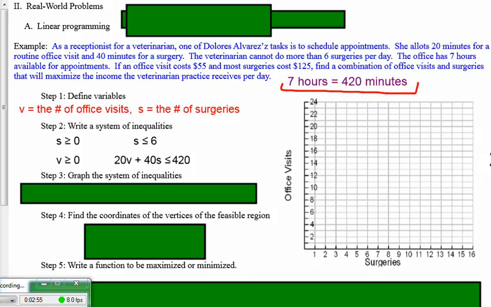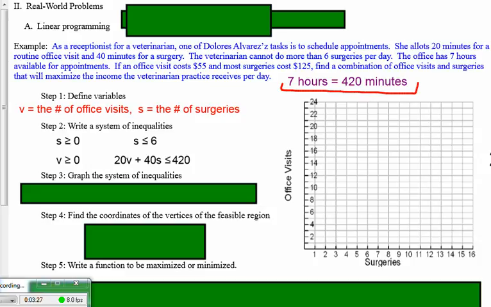Why do we have to say that? Well, you can't have a negative number of surgeries in a day. You can have 0, so S can equal 0. You can have more than 0, but you can't have a negative amount of surgeries. Same thing with V. You can't have a negative amount of visits. They can come once. You can have 2 visits. You can have 7 visits, whatever it is. But you can't really say there's a negative number of visits. So we're just going to constrain everything into only positive numbers.